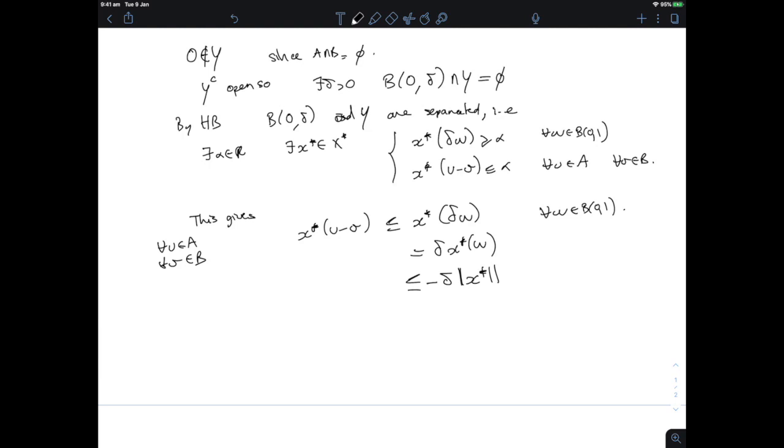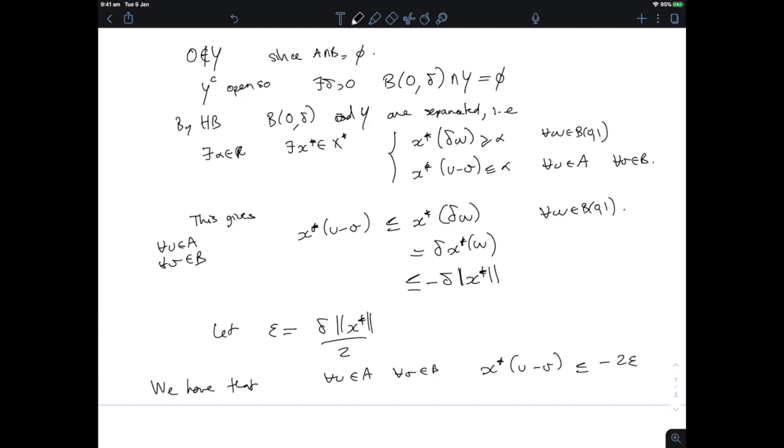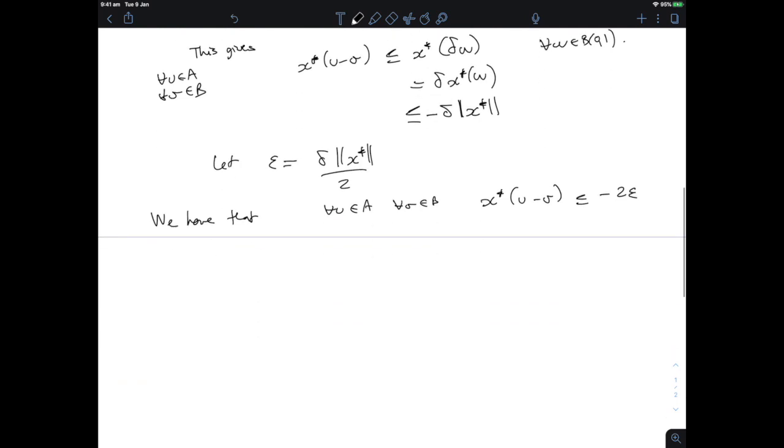Right, now I'm gonna define my epsilon. Let epsilon be this quantity delta times the norm of X star divided by 2. Now I have that for all u in A and for all v in B, X star of u minus v is smaller than minus 2 epsilon. Now what does that give me?